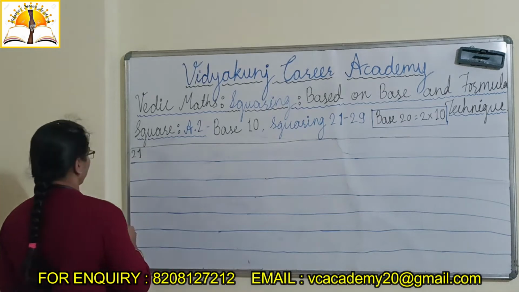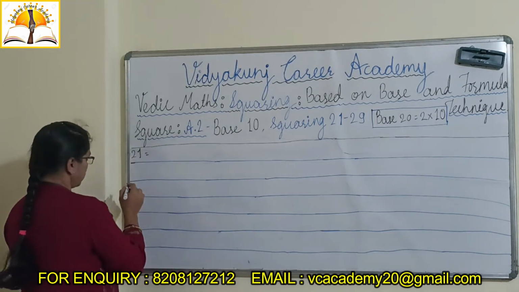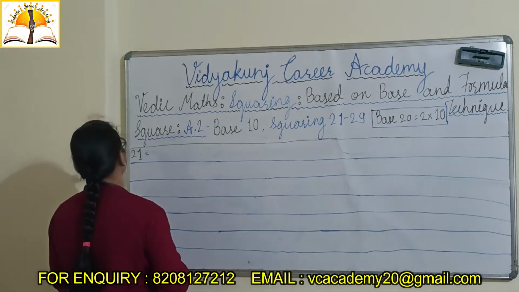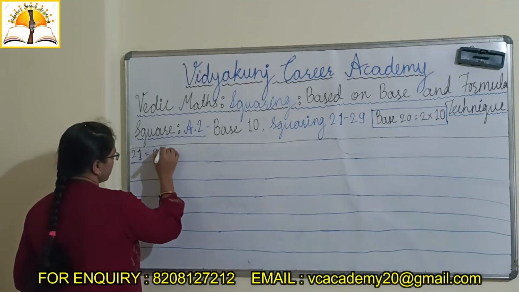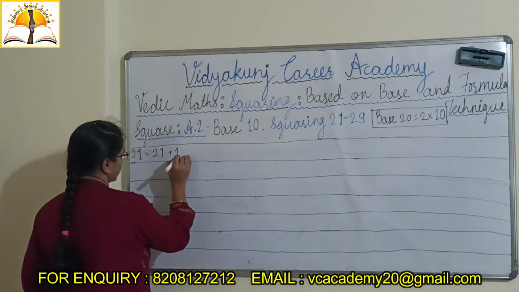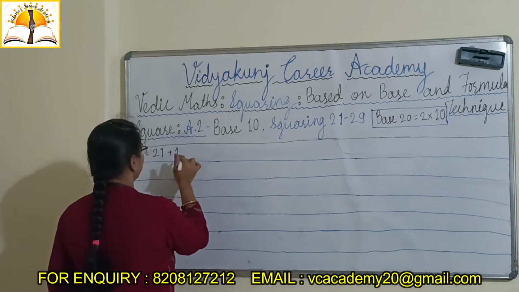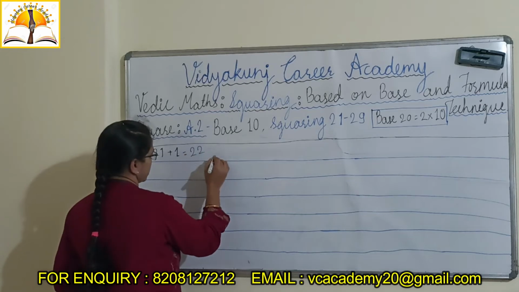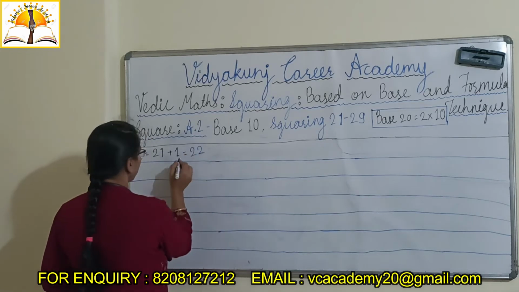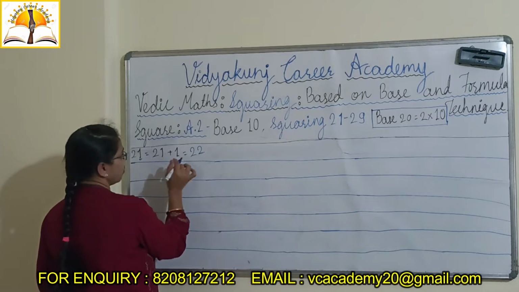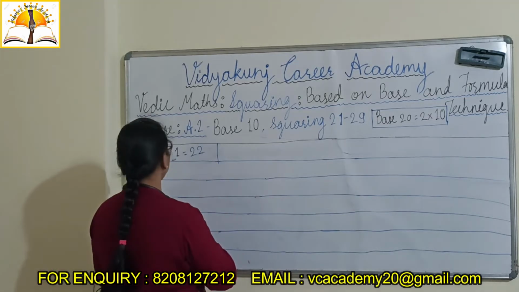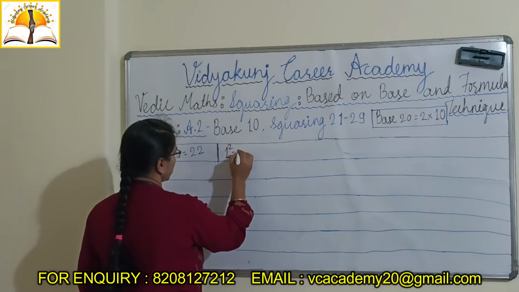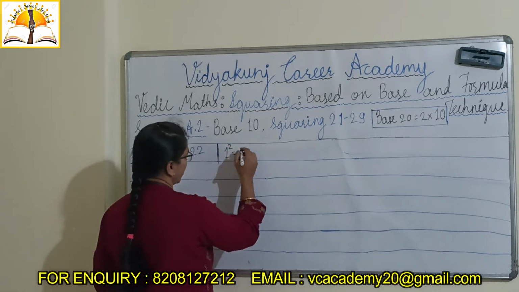Now see, 21 number, in which the unit place number is 1. Then we have to write here 21 plus 1. Yes or no? What is our answer? 22. 22 is our answer. Okay. Now next, the unit place number is 1, so I will do 1 square. What is 1 square? You know what is 1 square? 1 square answer will be 1.